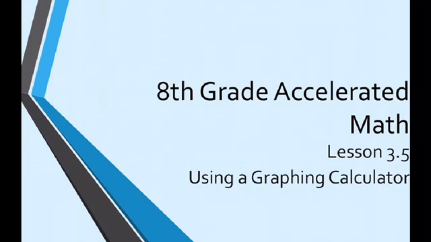Okay, this is the end of the first part of lesson 3.5. And so you should be able to complete the homework that goes along with that part of the lesson.